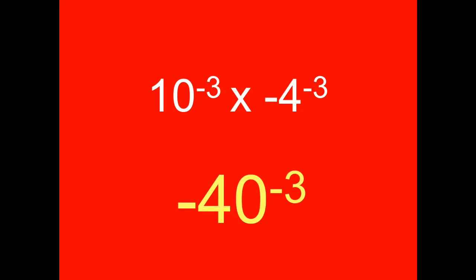Here come the red slides, so you know signed numbers are involved. In this one, negative 3, exponents are the same, but what's 10 times negative 4? It's negative 40. Signed number rules say that when the signs are different and multiplying, the answer is always going to be a negative.